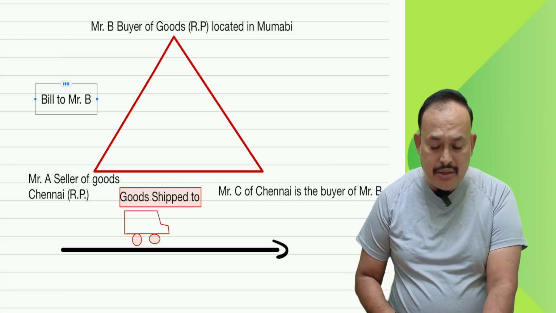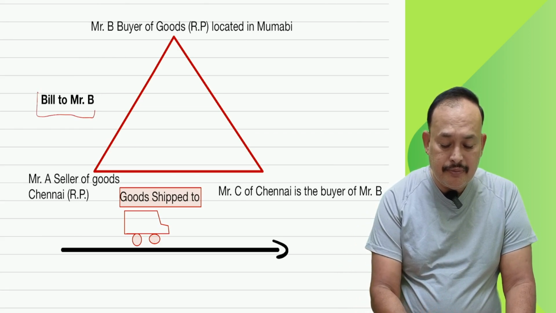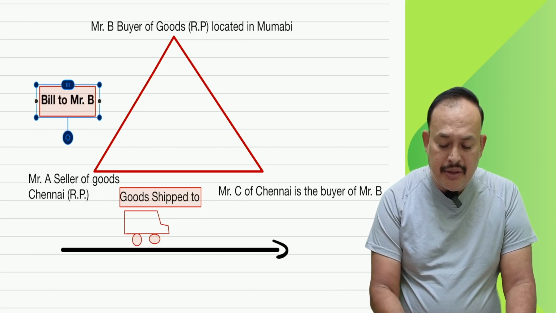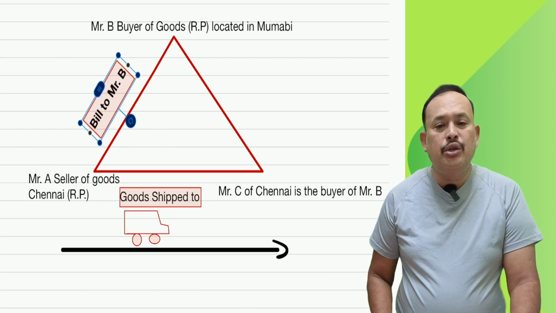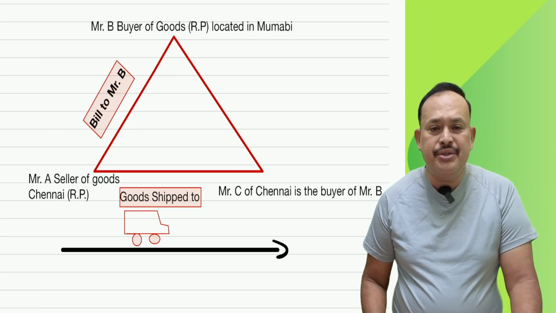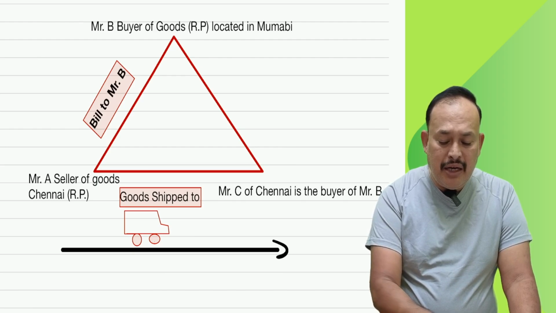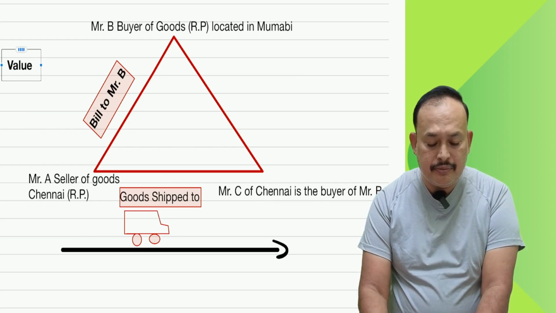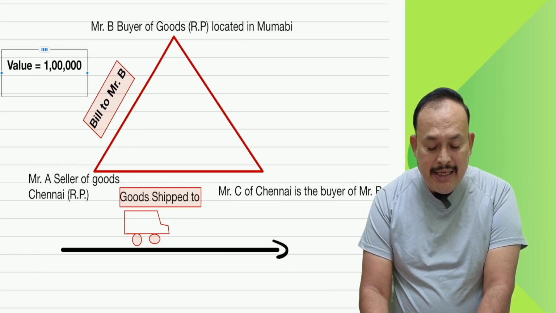So, in the given case, my dear sir, one can view the bill to ship to model from this angle: bill to Mr. B, ship to Mr. C. Now in the given case, what is the value of the invoice the seller is issuing? Let us say the value of the invoice is 1 lakh. Then he has to levy the GST.